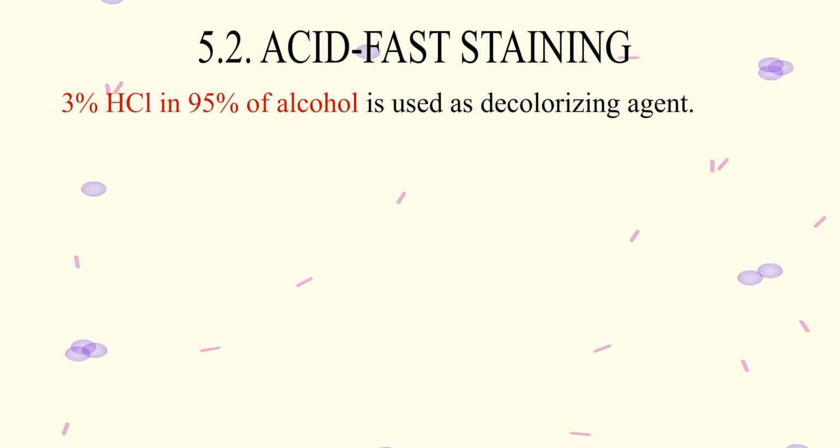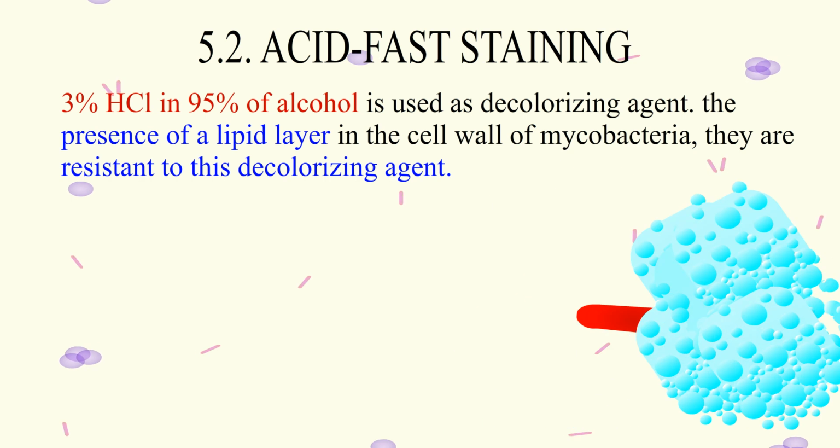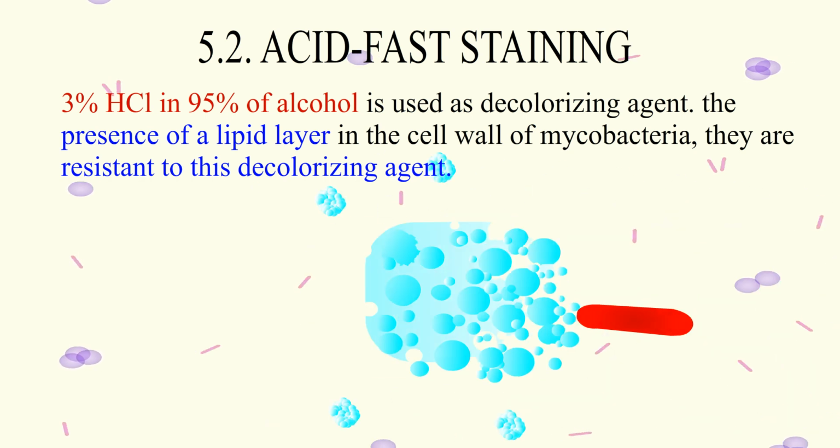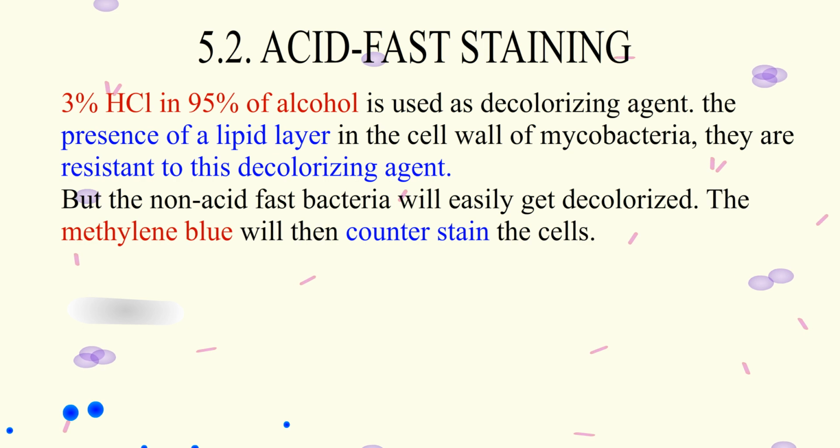3% HCl and 95% alcohol is used as decolorizing agent. The mycobacteria is resistant to this decolorizing agent due to the presence of lipid in their cell wall. But the non-acid-fast bacteria will easily get decolorized. The counter-stain methylene blue will stain these decolorized non-acid-fast bacteria.